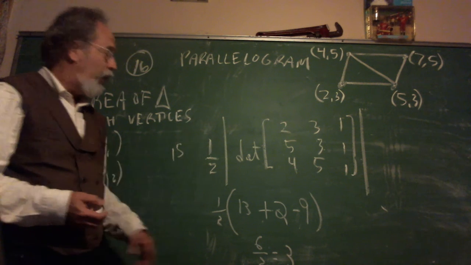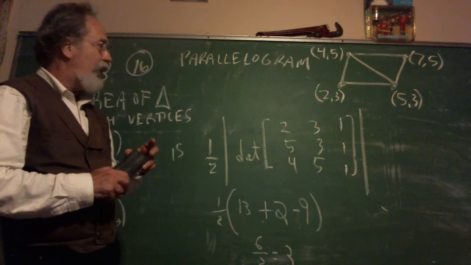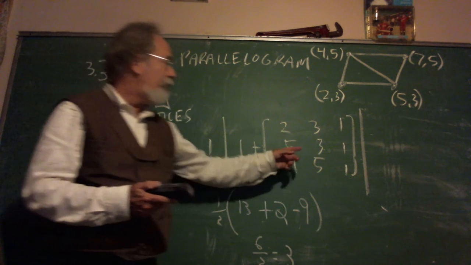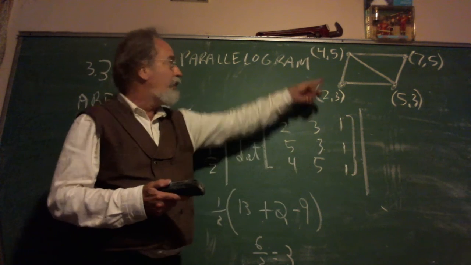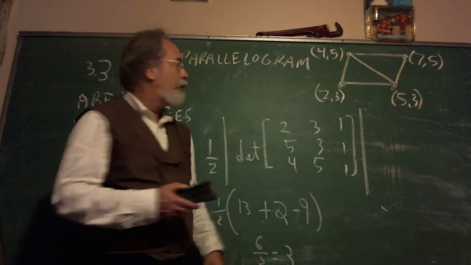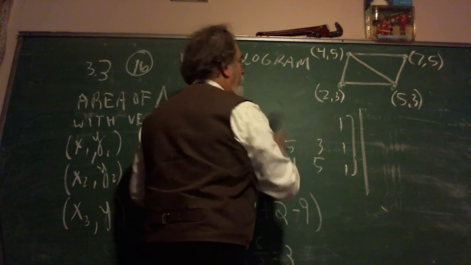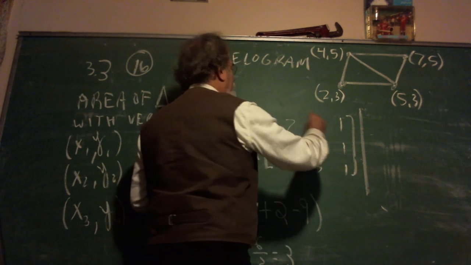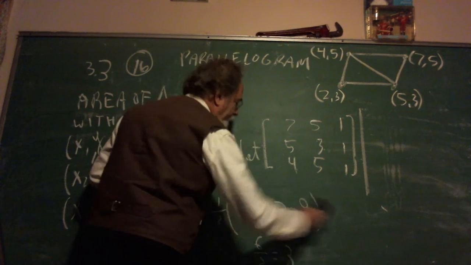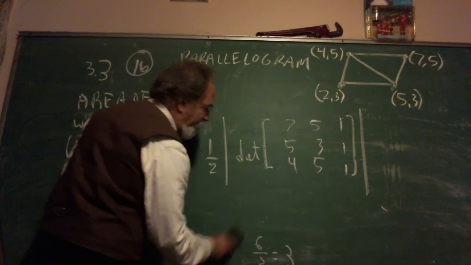So the other calculation is actually pretty easy to do because you're going to keep the 5, 3 and the 4, 5 because that side is shared by both triangles. You're just going to put a 7 and a 5 in here. And let's do that one. So we got to remember that 3 from before. I'll write it right here.